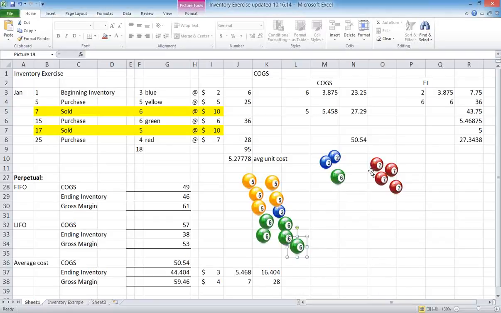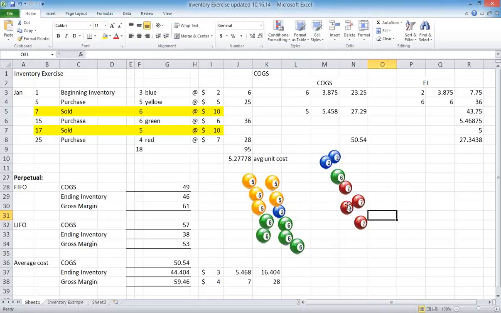And then I would have purchased the last 4. So my ending inventory is actually 28, 34, 38 for my ending inventory, and I'm just adding up the dollar value on each of these.